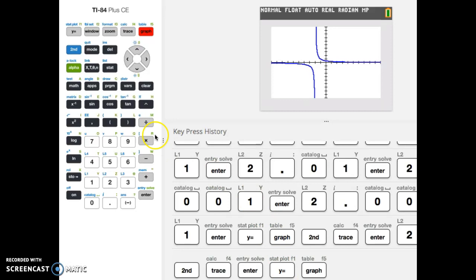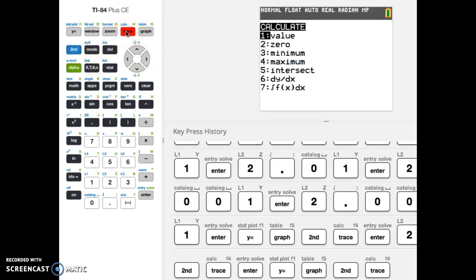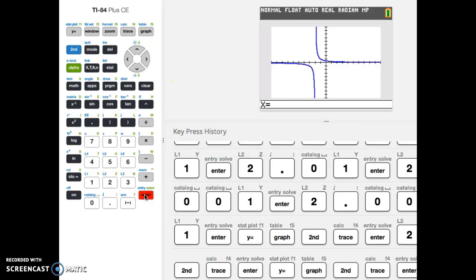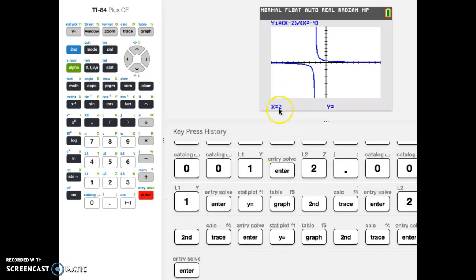So here's the graph of my function. Now I'm going to go to second level trace, calculate is above that, and I'm going to just hit number 1 for calculate the value. And I'm going to type in x equals 2 because I want to know what is the value of this function at 2. And look at that. When x is 2, y doesn't equal anything. If we were to zoom in on that, you would see in the graph there would be a hole there.